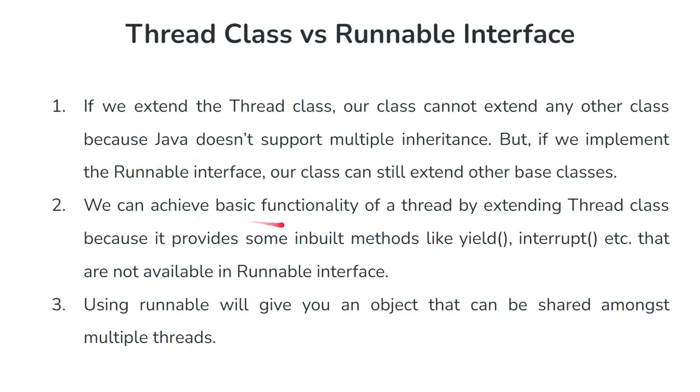We can achieve the basic functionality of a thread by extending the Thread class, because it provides some inbuilt methods like yield, interrupt, etc. that are not available in the Runnable interface. Using Runnable will give you an object that can be shared amongst multiple threads.